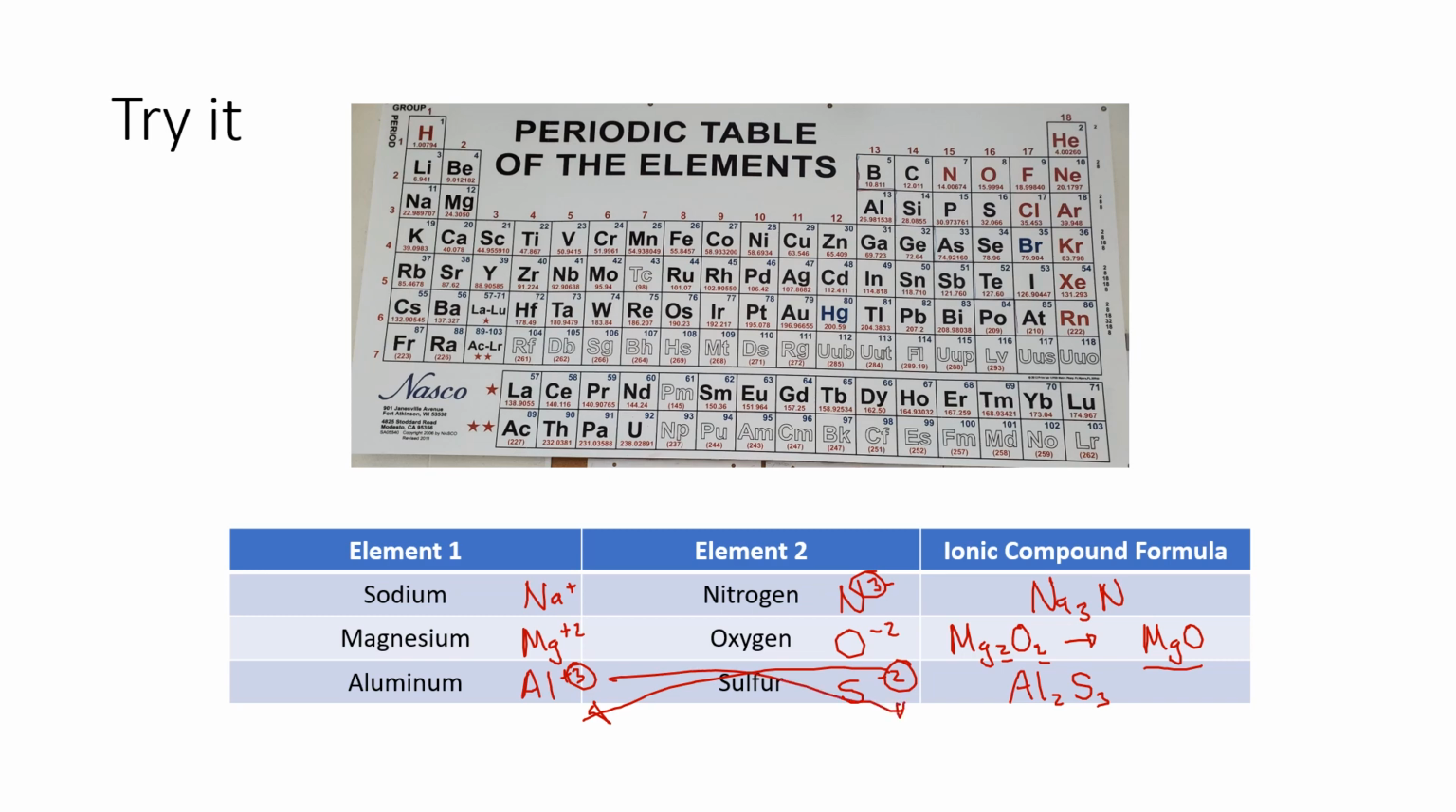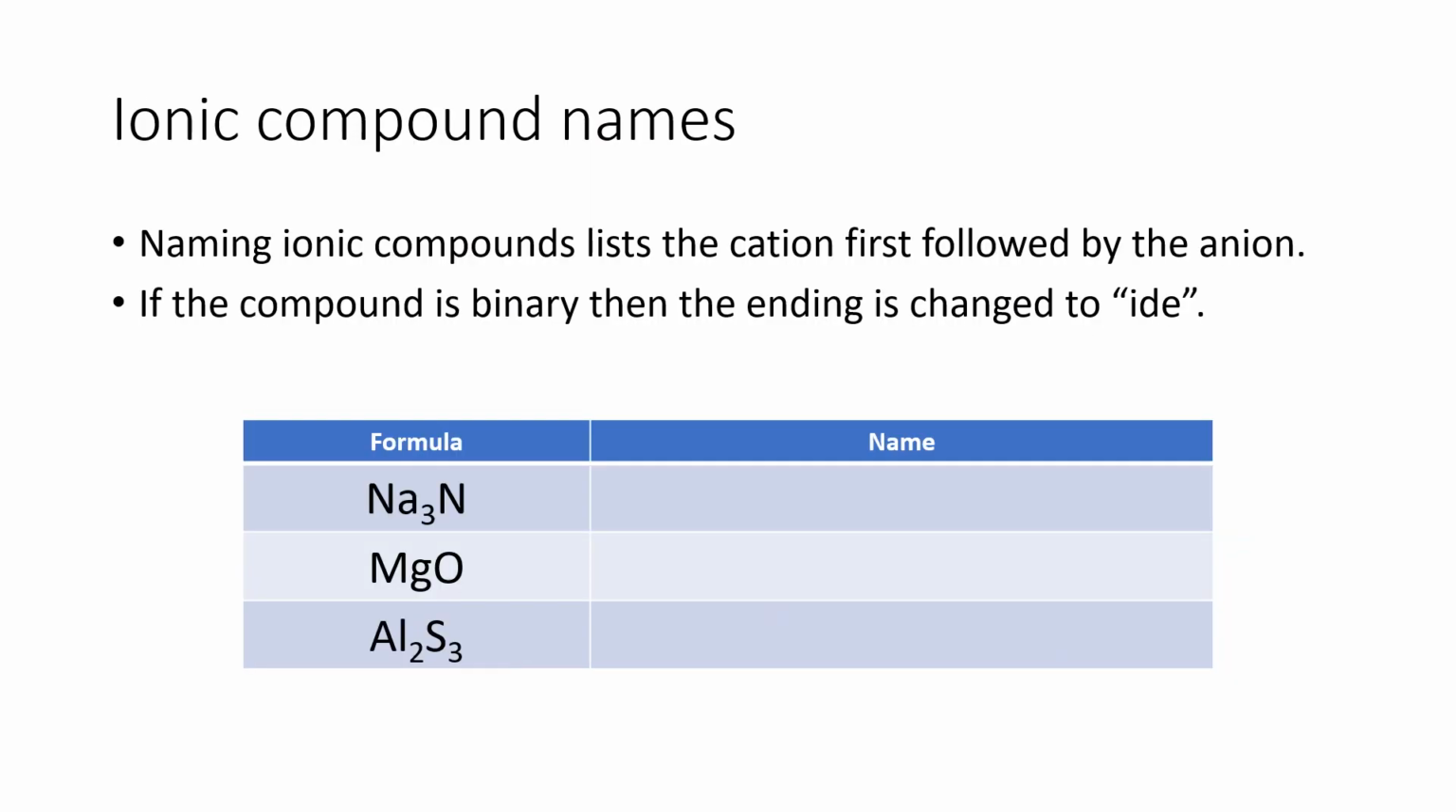Great. So naming binary ionic compounds is pretty simple as well. Binary just means 2 elements. So as long as there's 2 elements, you're going to follow this basic rule. For the first word in the name, you're just going to name the first element, usually a metal. So you're going to say sodium. And then for the second one, you're going to change the ending to IDE, right? So instead of nitrogen, it's nitride.